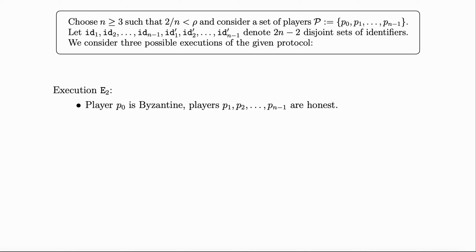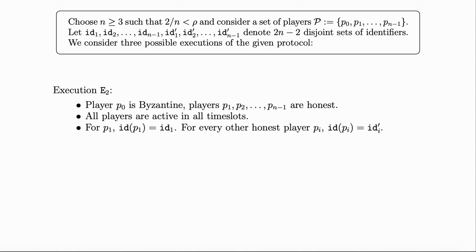In E2, again, player P0 is Byzantine and P1 up to Pn minus 1 are honest. Again, as in all the executions, all players are active in all time slots. We want to make sure this execution is indistinguishable from E1 as far as P1 is concerned. So for P1, I'll leave their identifier the same: IDP1 is just ID1, as it was before. For every other honest player Pi, IDPi is now IDi prime. Those identifier sets were controlled by the Byzantine player P0 previously.